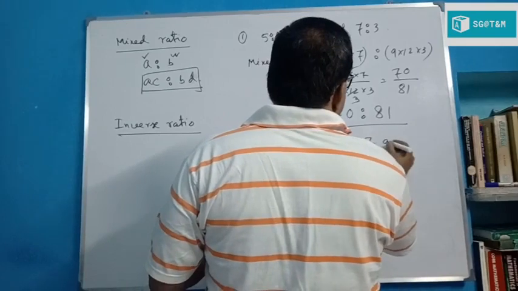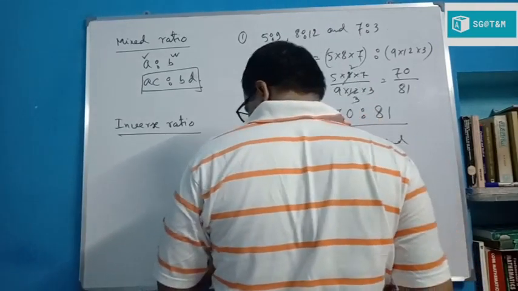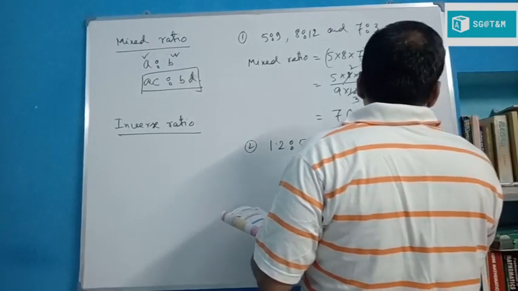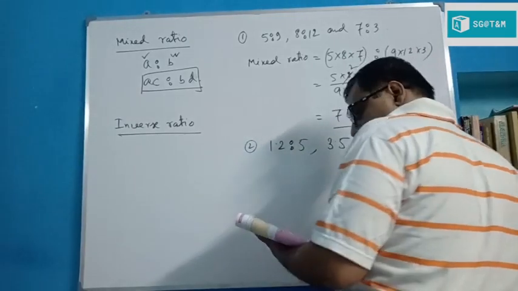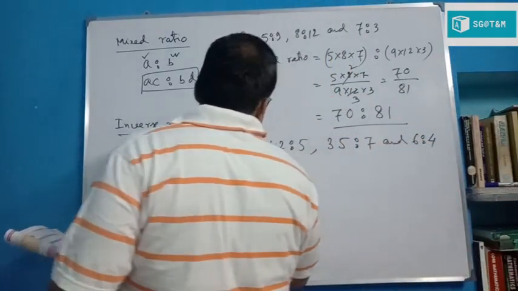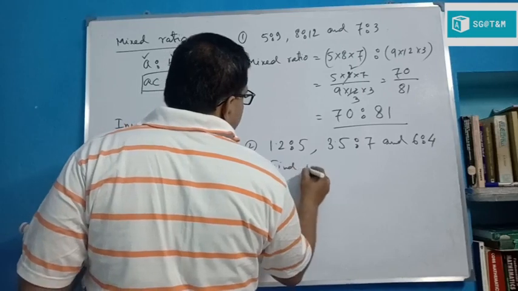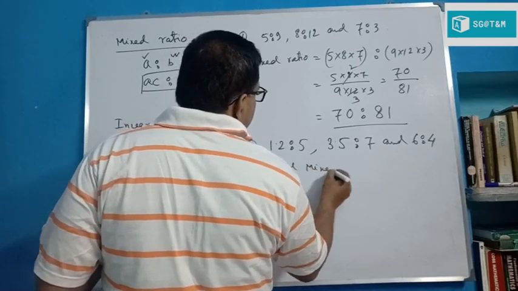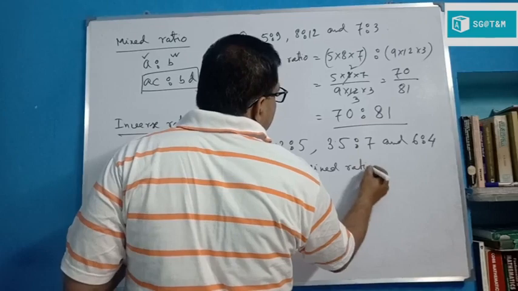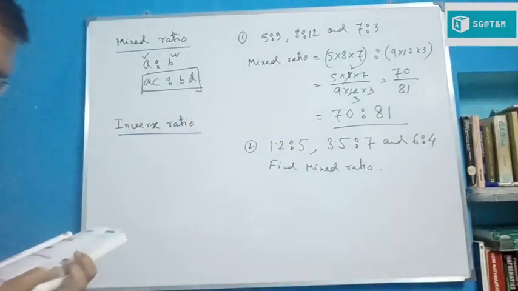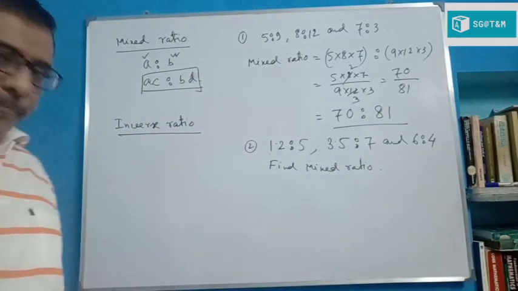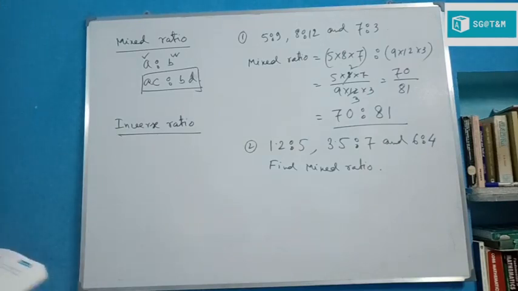3.5:7, and 6:4. Find the mixed ratio. Okay. Next we start inverse ratio.